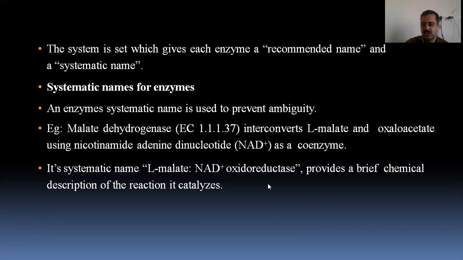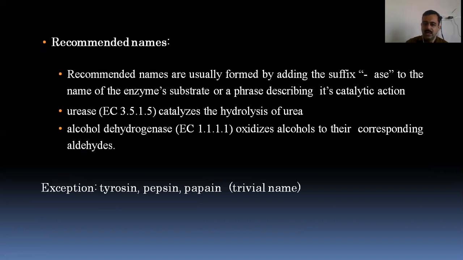See here, malate dehydrogenase converts malate and oxaloacetate using NAD+, so an oxidoreductase reaction takes place. The systematic name provides a brief chemical description of the reaction. Now, recommended names are usually formed by adding a suffix. So, what is the suffix? It is the addition of the suffix -ase to the name of the enzyme substrate or to a phrase describing the catalytic reaction.